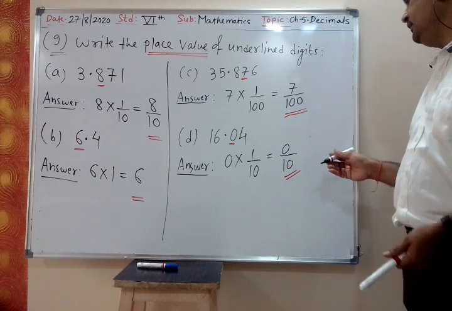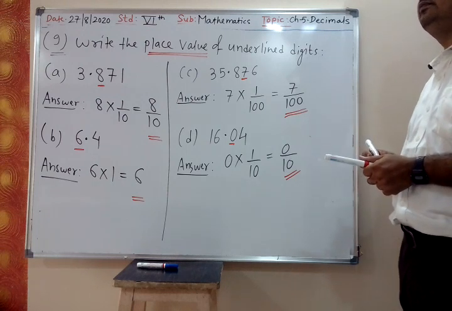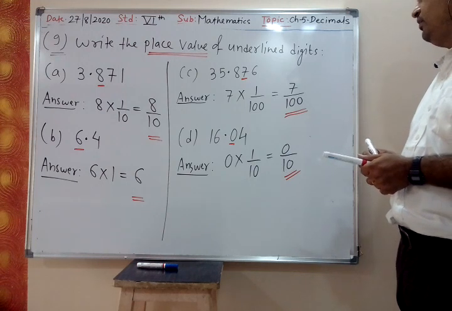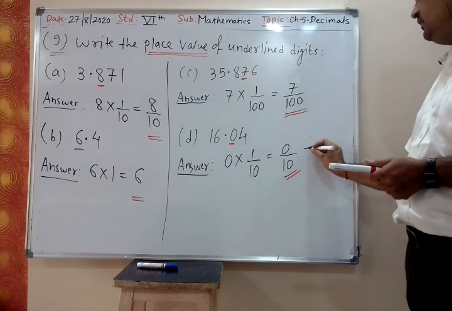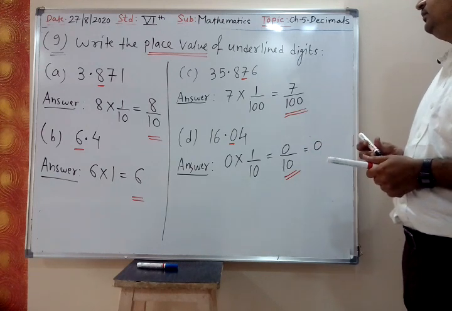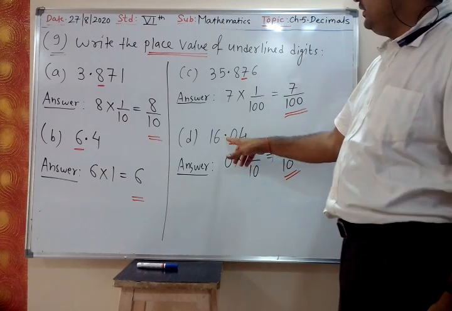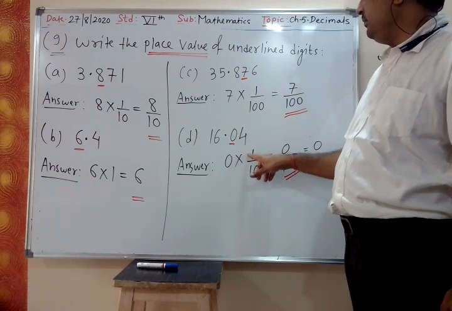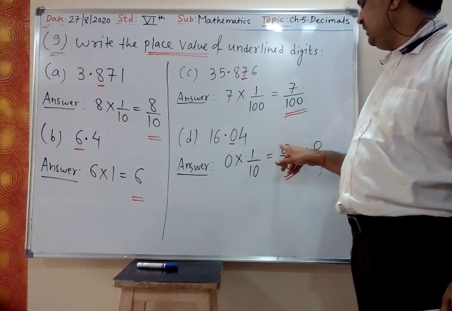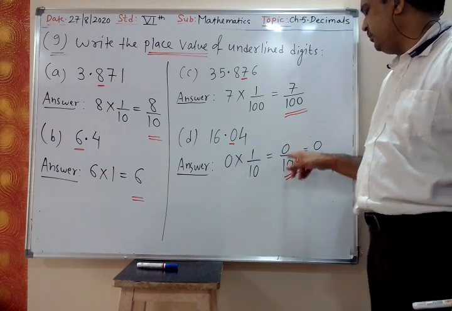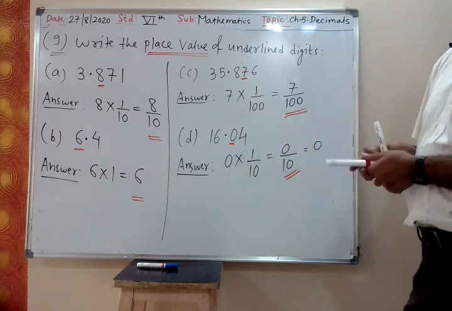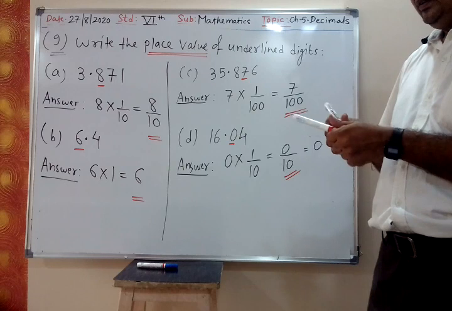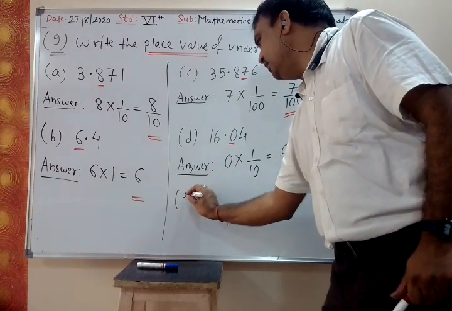0 upon 10 is the same as 0. Are you getting it? Because after the decimal the first digit is tenths, so the digit 0 I will multiply by 1 upon 10. 0 into 1 upon 10 is 0 into 1, 0 upon 10. 0 upon 10 is the same as 0. Just check the answers given: it is given 0 or 0 upon 10.